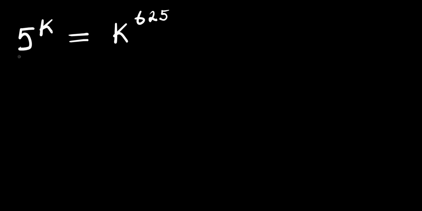Hello, how to solve this: 5^k = k^(6/5). We are solving for the value of k that satisfies this equation. Now, let's start by eliminating this k here. We can achieve this by multiplying the exponent by 1/k.